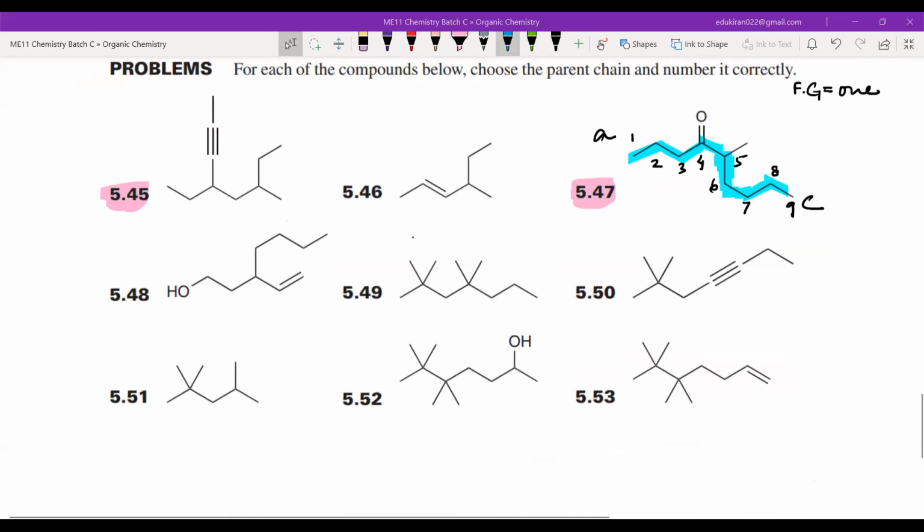Tell me the parent chain. Terminal, no? We'll start with terminal. How many terminals? A, B, C, and D. Where should I start from? B. Okay. Now tell me, where should I go, right or left? Right. Okay. Now tell me, where should I go, right or up? Up. And now, so we have B and D. So where should I start the numbering from, B or D?